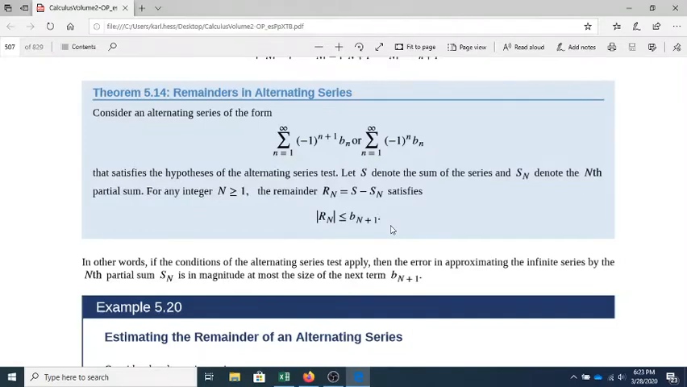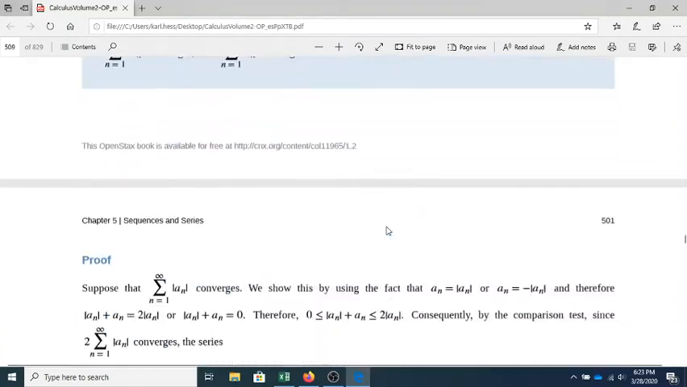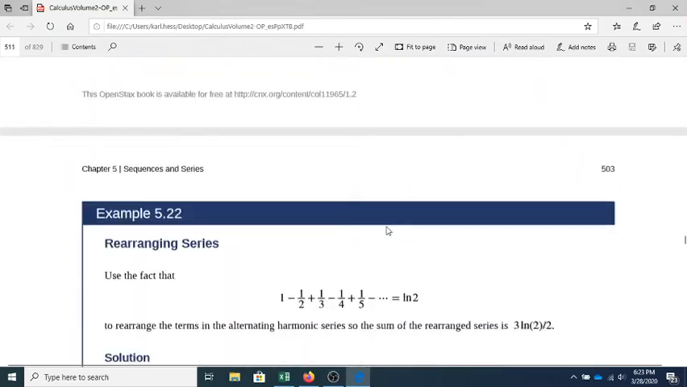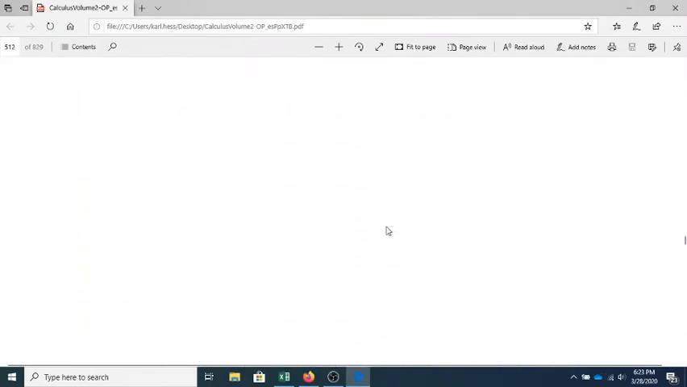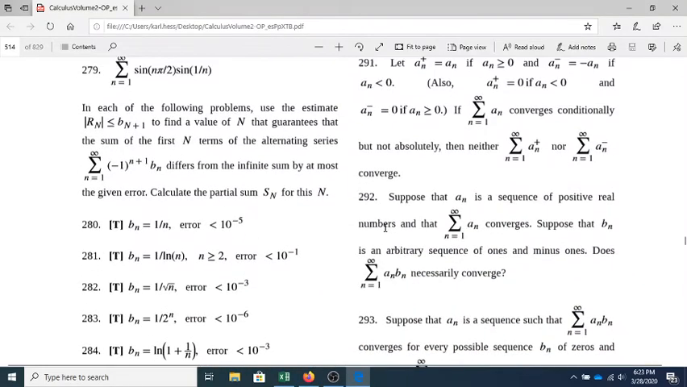Okay, so let's see how we can apply that to a problem in the book. And in fact, here's the problem we're going to look at. We'll just scroll right down there while we're on this screen. Problem 283. So, what are they giving us here? They're giving us the b sub n part. Ooh, I highlighted the wrong one. They're giving us the b sub n part of an alternating series.